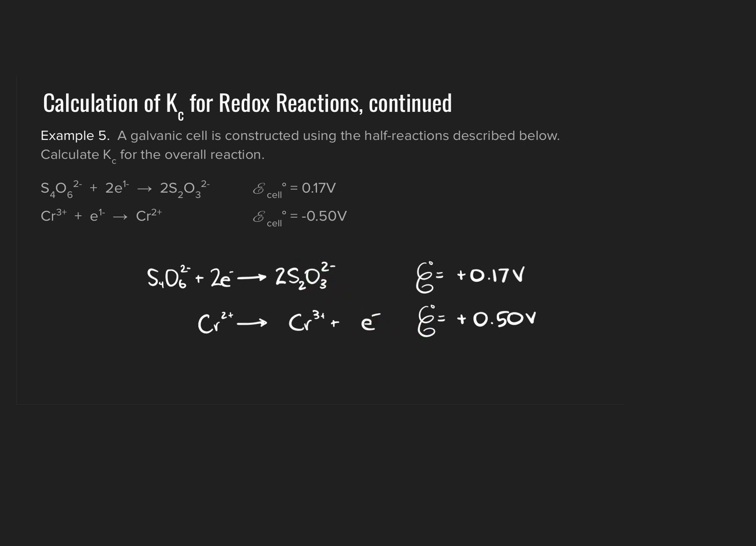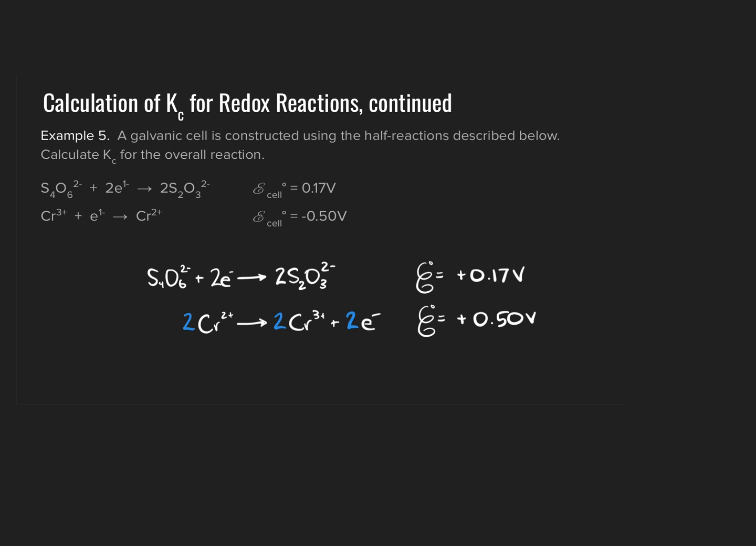All right, so now I've identified my reduction half reaction and my oxidation half reaction. A real quick cleanup here, I'm going to need to recognize that to balance electrons, I'm going to have to multiply that entire chromium reaction by a common factor of 2 to conserve electrons within this redox process, yielding now 2 Cr2+ reacting to form 2 Cr3+ plus 2 electrons.